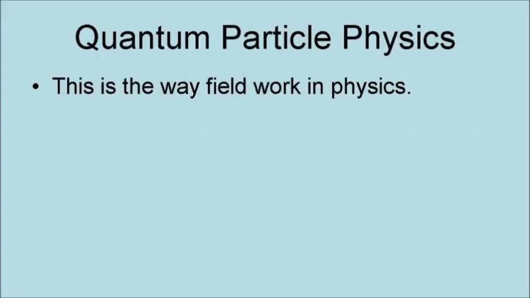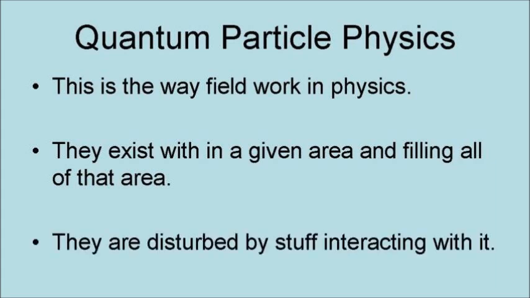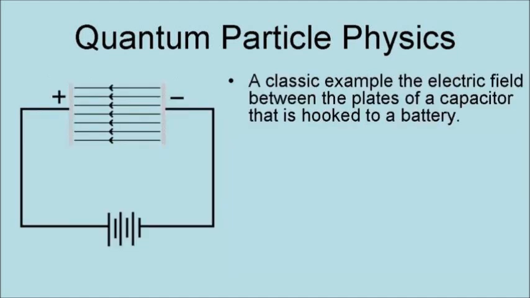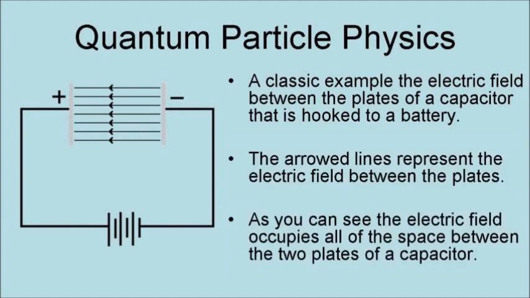This is the way fields work in physics. They exist within a given area and fill in all that area, and they are disturbed by stuff interacting with it. A classic example is the electric field between the plates of a capacitor that is hooked to a battery. The narrow lines represent the electric field between the plates.